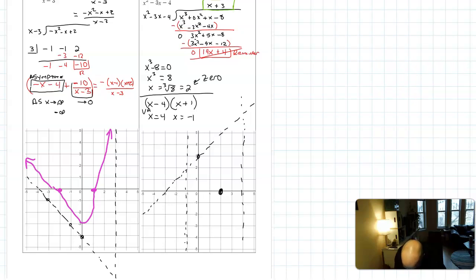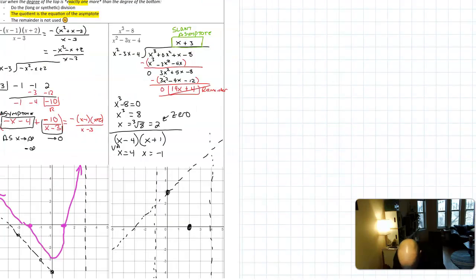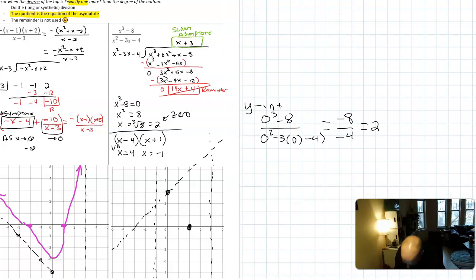So let's figure out what we know from here. Another point that, as we try to solve this puzzle, these are really tricky functions. And as we put them together, it might also be helpful to find the y-intercept. I'm going to go off the page just so it's legible. So we plug in 0. So 0 cubed minus 8 over 0 squared minus 3 times 0 minus 4 is -8 over -4, which is 2. So (0, 2) is our intercept. So that is going to be a really nice point to have.